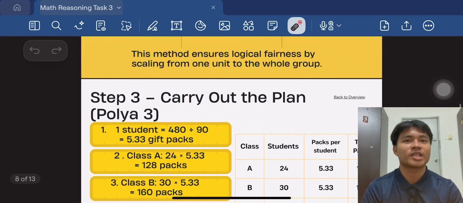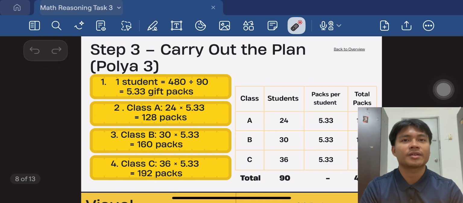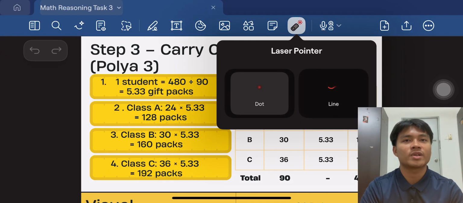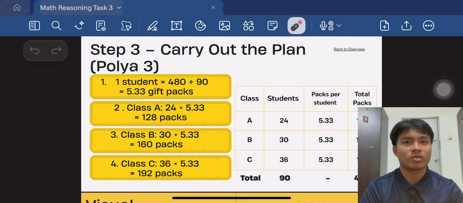Okay, step 3. Carry out the plan. Alright, time to do the math. We start by dividing 480 by 90, and we get 5.33 gift packs per student. That means in theory, every student gets around 5.33 gift packs each.